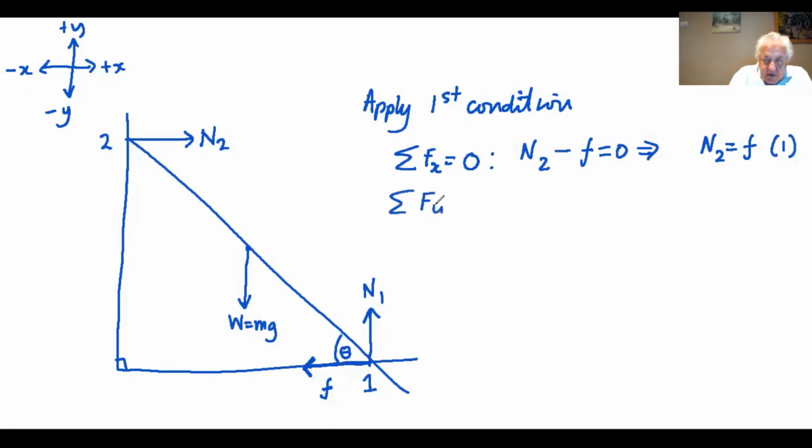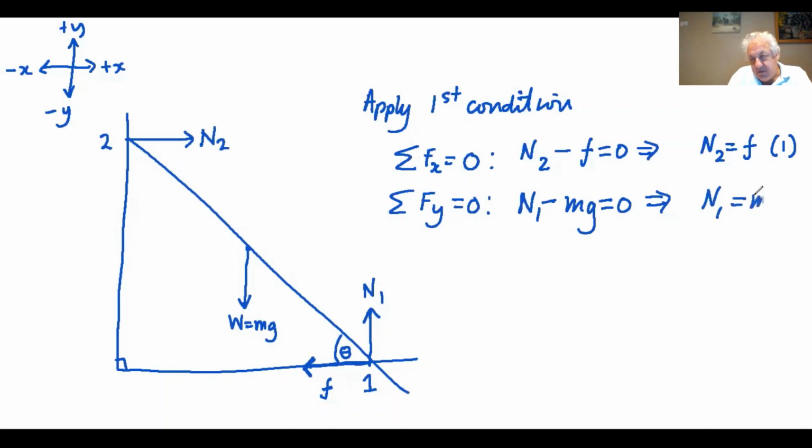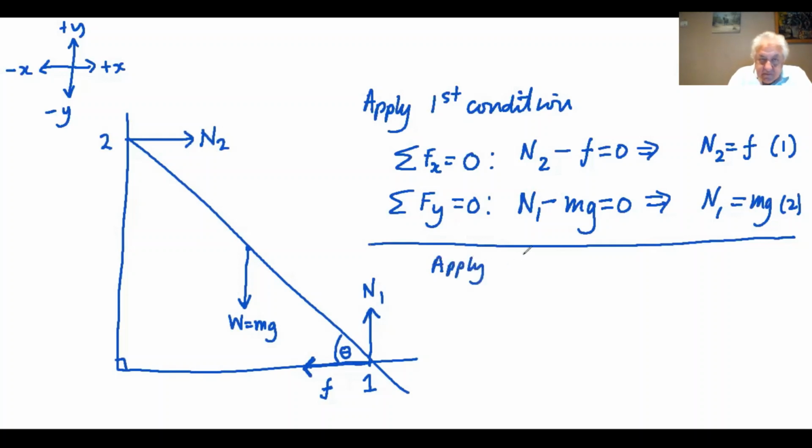Then I consider that the forces in the y direction must equal 0, again applied to the whole system. I look at all my vertical forces. This is in the positive vertical direction, and this in the negative vertical direction. So N1 minus mg equals 0, which implies that N1 equals mg. This is my equation 2. Now apply the second condition.